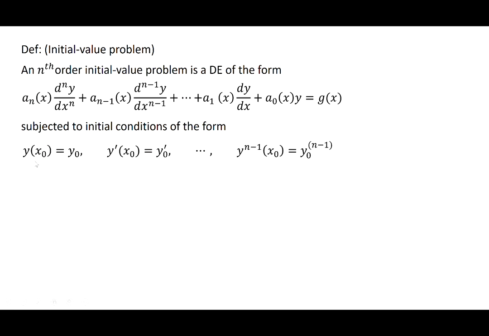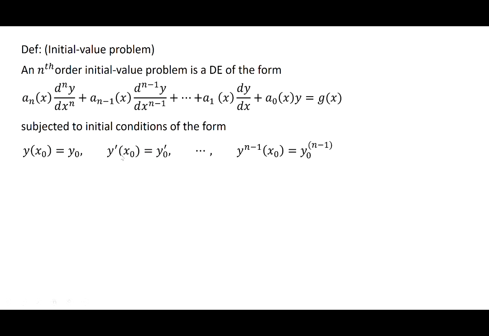So let's look at them. What is the first condition? It says y at x sub 0 is some y sub 0. Y is the variable. X sub 0 is some specific value of x. At that specific x equal to x sub 0, y has a specific value of y sub 0. Y sub 0 is just a constant, some number. For instance, I could have something like y of 0 equals 3. Then x sub 0 is 0 and y sub 0 is 3.